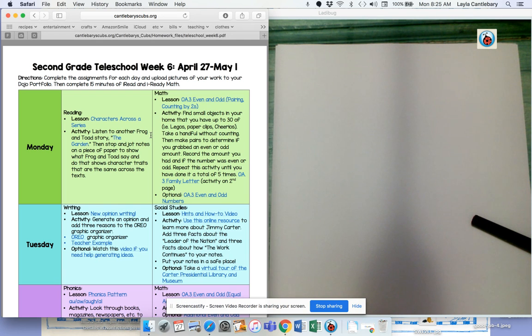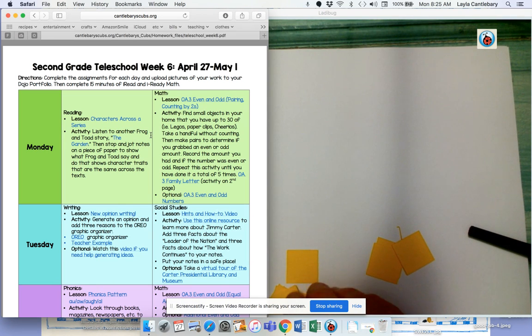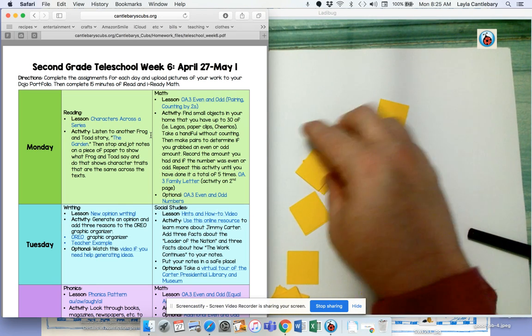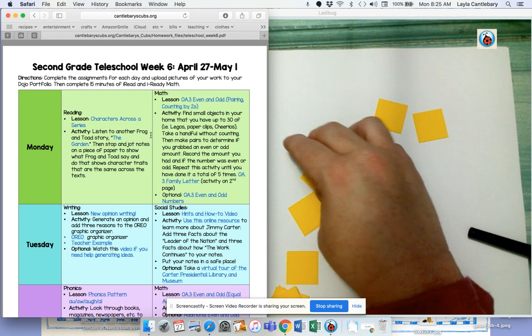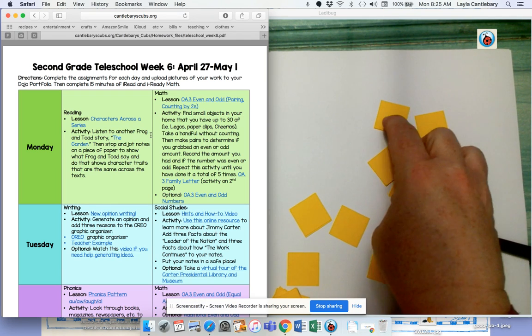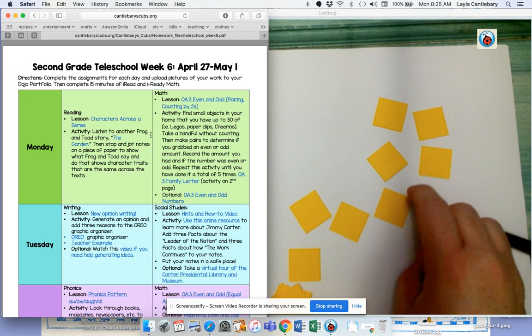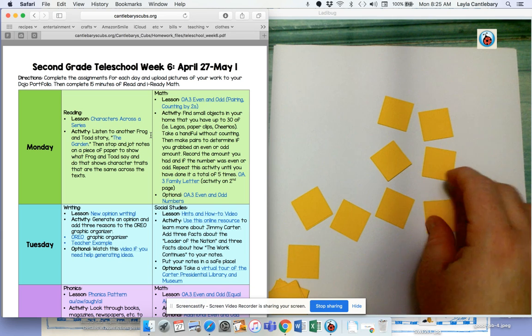So I've got these little squares that I had to make for advanced math. So I'm just going to use those. I'm just going to take a handful without counting. And then what I'm going to do is make pairs to determine if I grabbed an even number or an odd number. So remember, pairs are sets of two. That's what a pair is. You can't have a pair of three. Pair means a set of two.